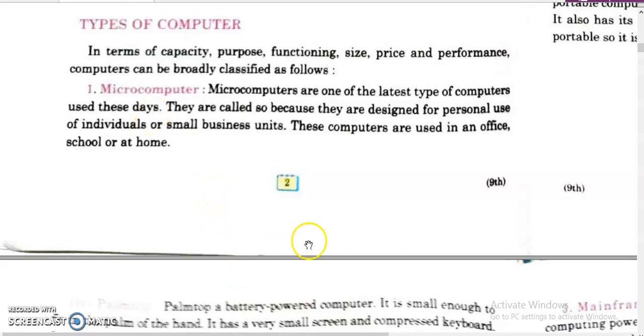Hello, ninth standard students. Today we are going to study about types of computer. So this is the digital format of your syllabus book.